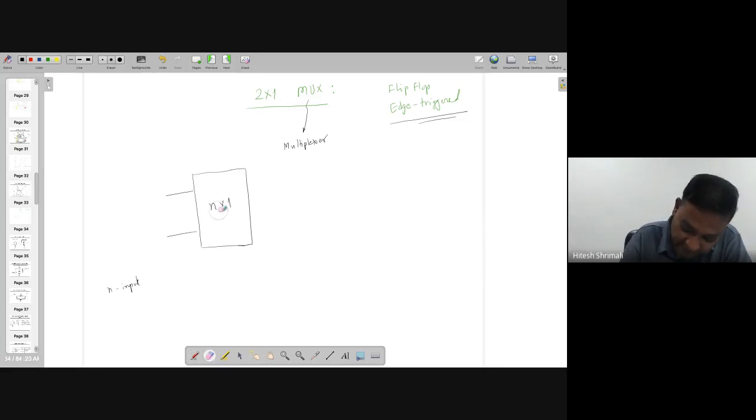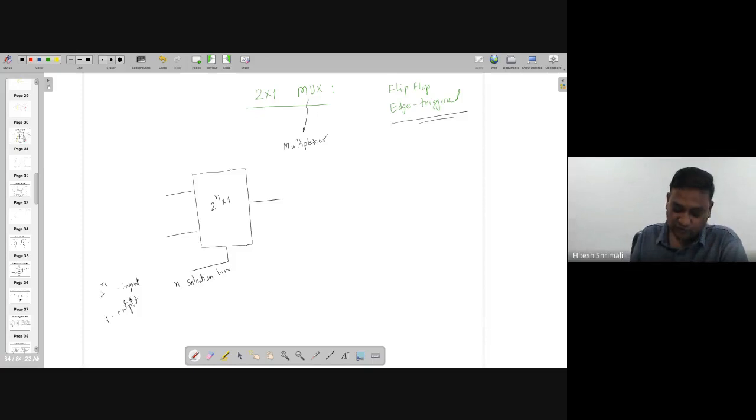or you can say that the better way is 2 raised to n cross 1, and this side will be n selection lines. 2 raised to n inputs, 1 output, n selection lines. For a 2:1 MUX, you are going to have two inputs, one selection line. Let's call this one selection. Let's call these inputs 0 and 1, and the output is output.